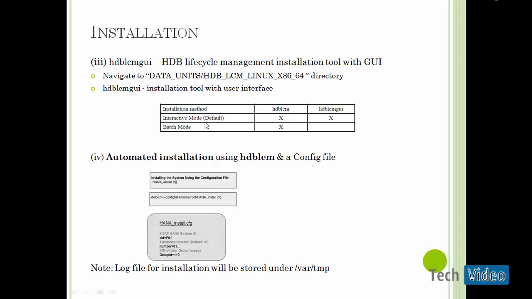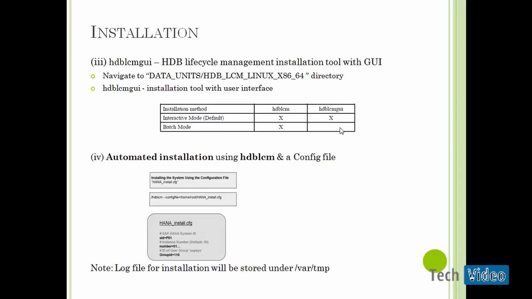As seen here, there are multiple options like interactive mode, which is the default and can be done using both tools, and batch mode, which is possible with HDBLCM, but batch mode is not possible with HDBLCM GUI.